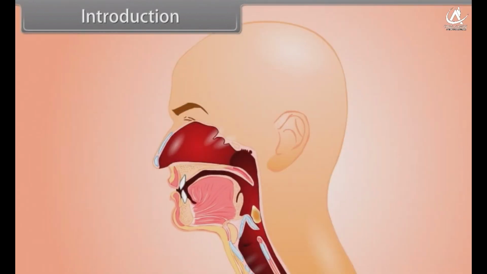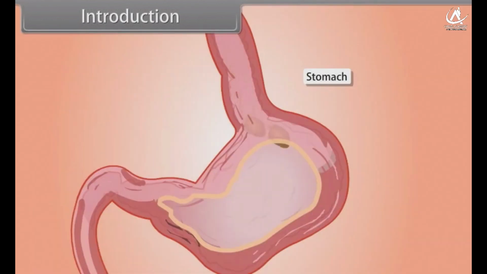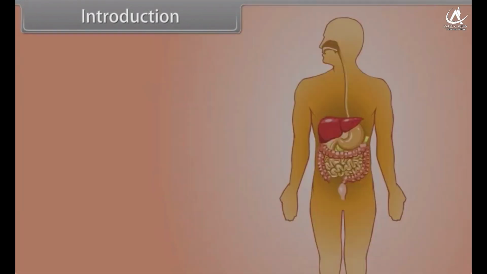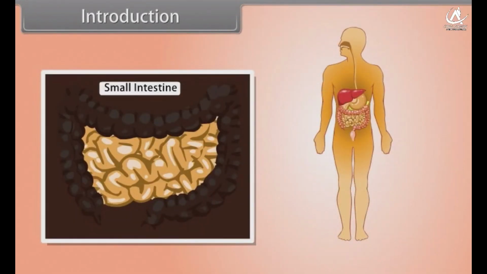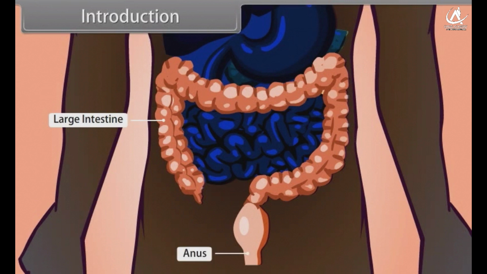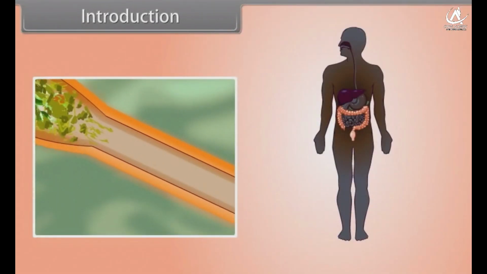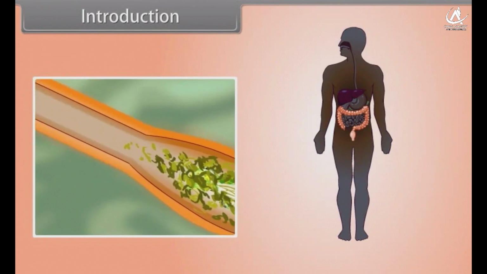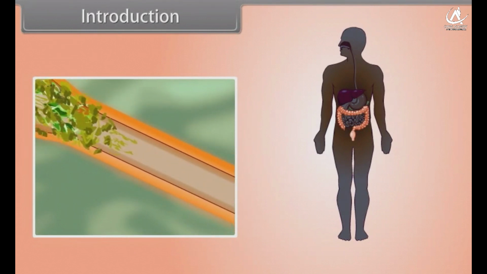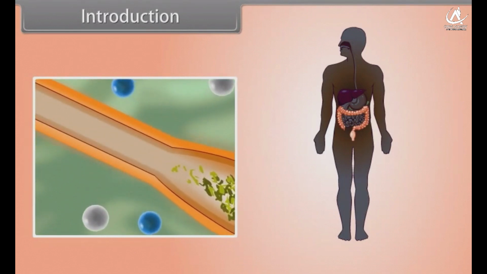Yes, through the mouth and then through the esophagus, food goes to the stomach where digestion of protein starts, and then food enters into the small intestine from where the undigested food goes to the large intestine and is then ejected out from the body through the anus. After the digestion of food, the nutrients are absorbed from the digested products. So, throughout this module, we will learn digestion and absorption.